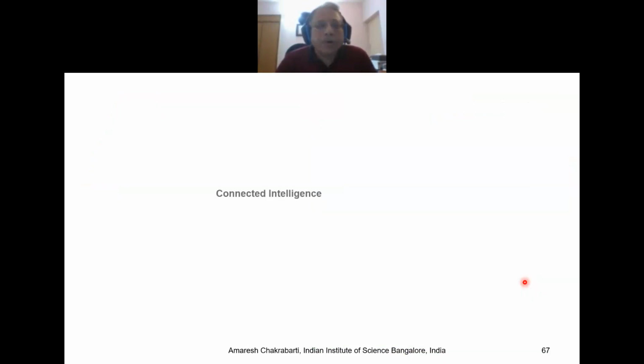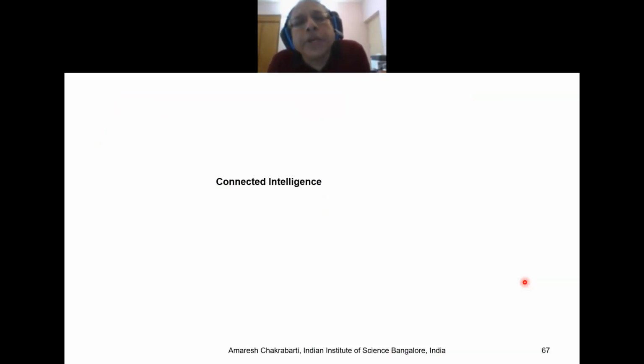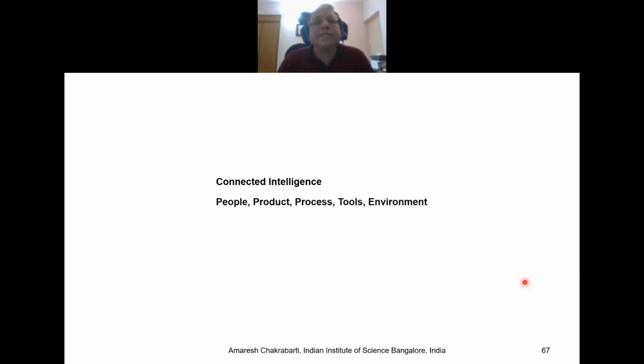The messages for the talk are the following. One is that Industry 4.0 is about connected intelligence. And it is not only about automation, it's about autonomy. How to bring people, product, process, tools, environment together in order to improve the performance in terms of all the KPIs. Second is, as I said, I've already covered that all these 5 elements are important. Design innovation is the key.